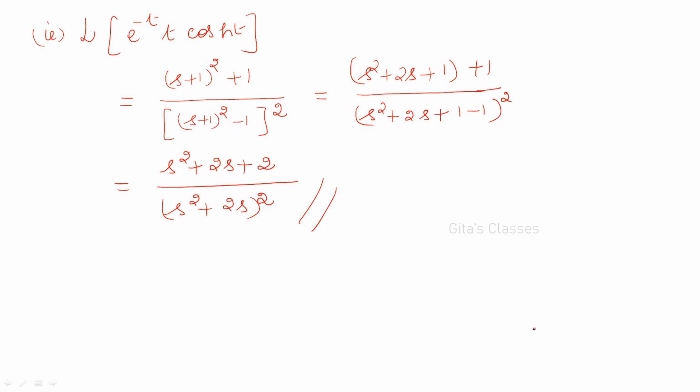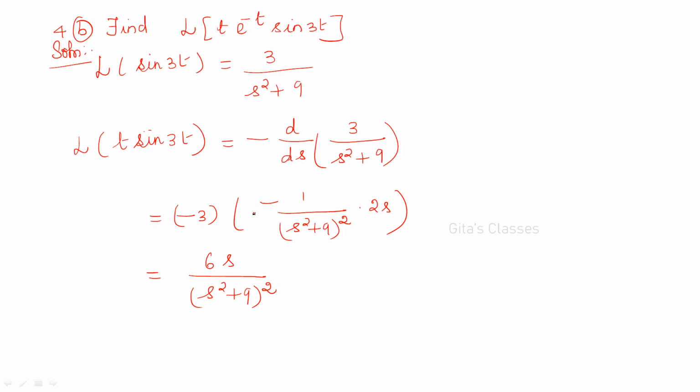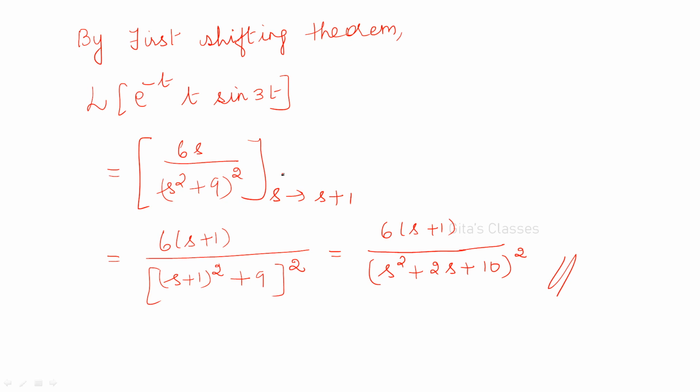Okay. So replacing s by s plus 1, (s plus 1) the whole squared plus 1 in the numerator, and (s plus 1) the whole squared minus 1 the whole squared in the denominator. So simplifying, you will be getting (s squared plus 2s plus 2) by (s squared plus 2s) the whole square. Next is also similar problem. So L of sine 3t you have to find out, then multiply by t, it is differentiation minus d by ds, and replace s by s plus 1 because it is multiplied by e power minus t.